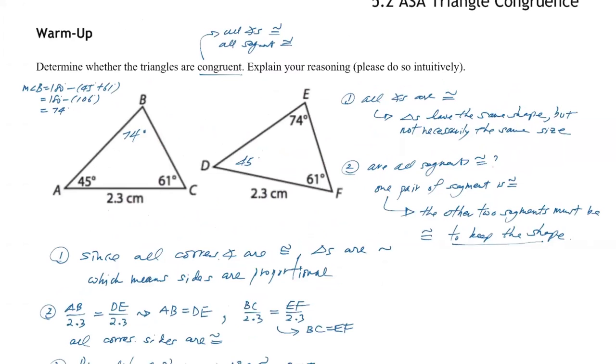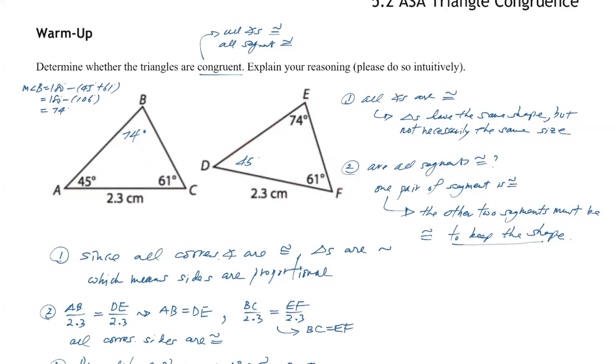One of the things that you would do is use the fact that a triangle has an interior sum of 180 degrees, and when you do that, you end up with this, right? 180 minus 45 plus 61 gives 74 degrees. You do something similar with this one. You don't even actually have to do that because you know that 74 plus 61 plus 45 adds up to 180. Because we have 74 and 61 already, this one has to be 45.